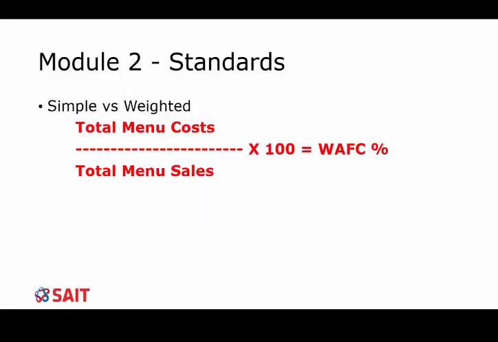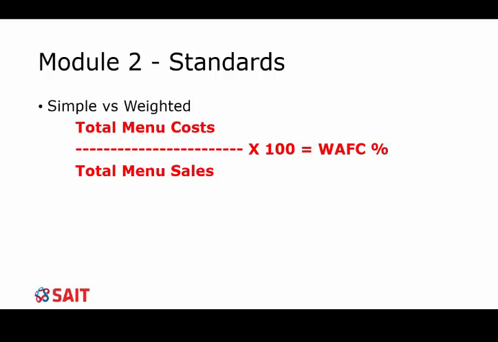Next, in Module 2, we talked about simple versus weighted. We changed our calculations when we were looking at calculating our average amounts. Instead of simply using one metric, this provides us a much more detailed and often more accurate result after we've sold and consumed the products.